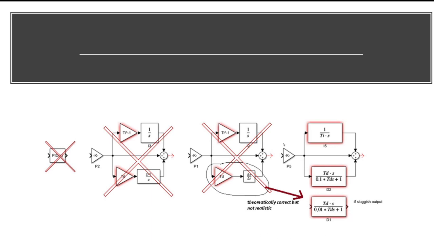And here what I recommend to use is this structure. So we use here an ideal D term, and we combine this with a low pass filter in order to limit the noise content. In simulations, you will see no effect because we do not add noise, but with real measurements, you will see a huge difference between the ideal term and this term.